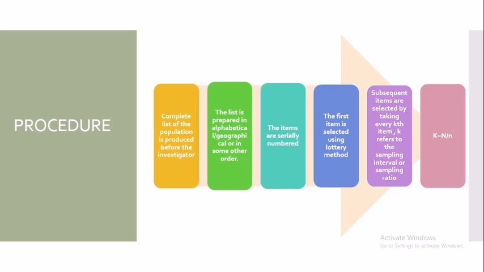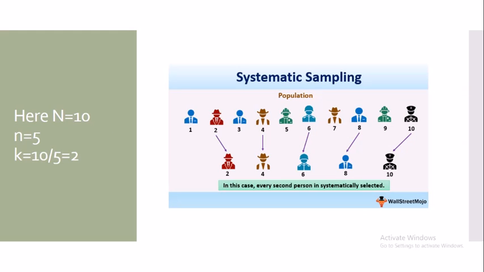Okay, if you are still confused by the procedure, we'll have a look at an example. Here you have your population, capital N, as 10, so I have 10 people over here. My desired sample is 5, so small n is equal to 5. Now I would like to find out my k. So my k is 10 divided by 5, which is equal to 2. The first person I picked at random, and I luckily got the first person as 2. So 2 is selected over here.